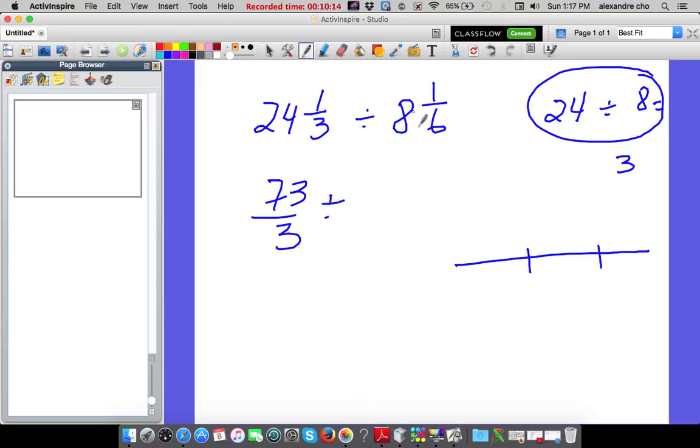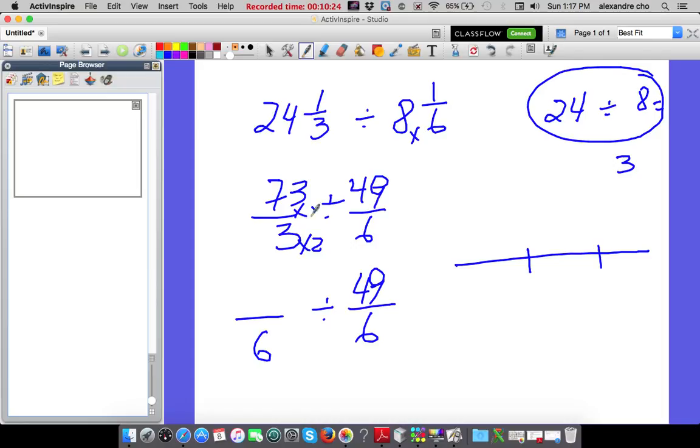And this one's 48 plus 1, 49 over 6. We're going to find the LCM, which is 6. 49 stays. This one's times 2, and this one times 2 gives you 6, 146. So, as a fraction, you get 146 over 49.